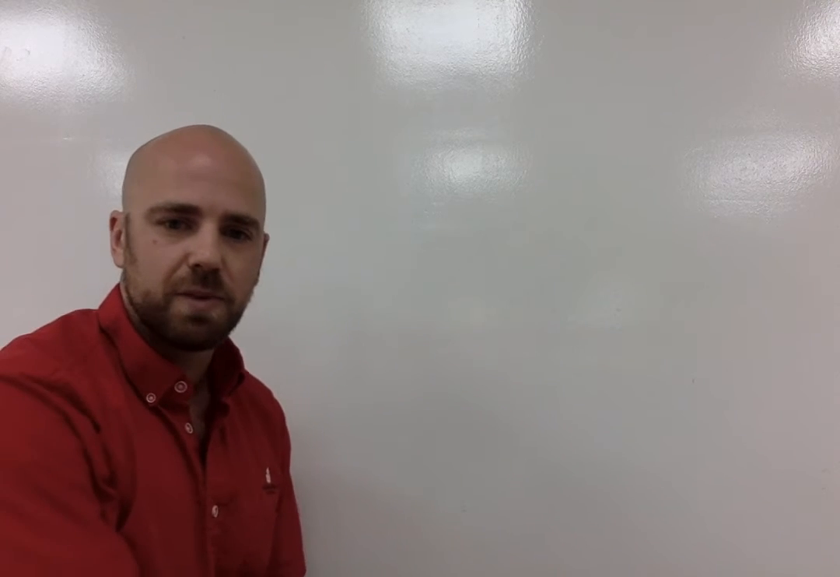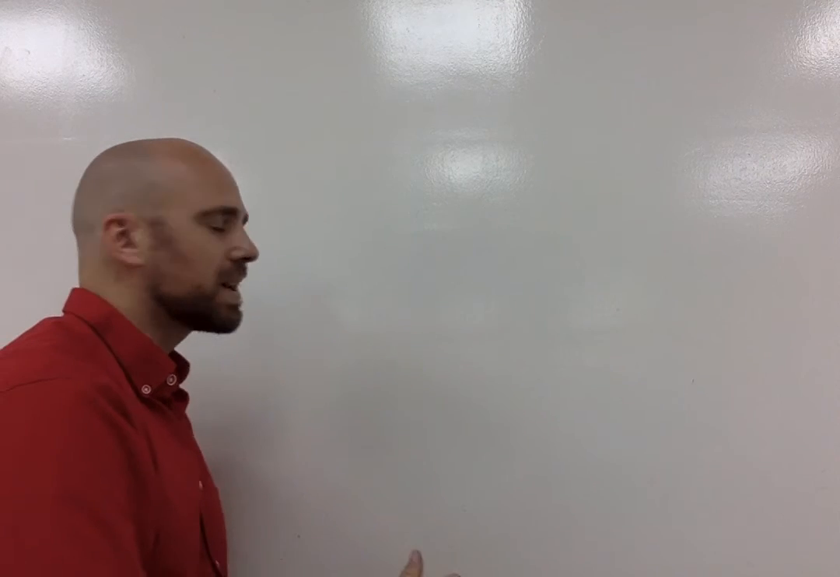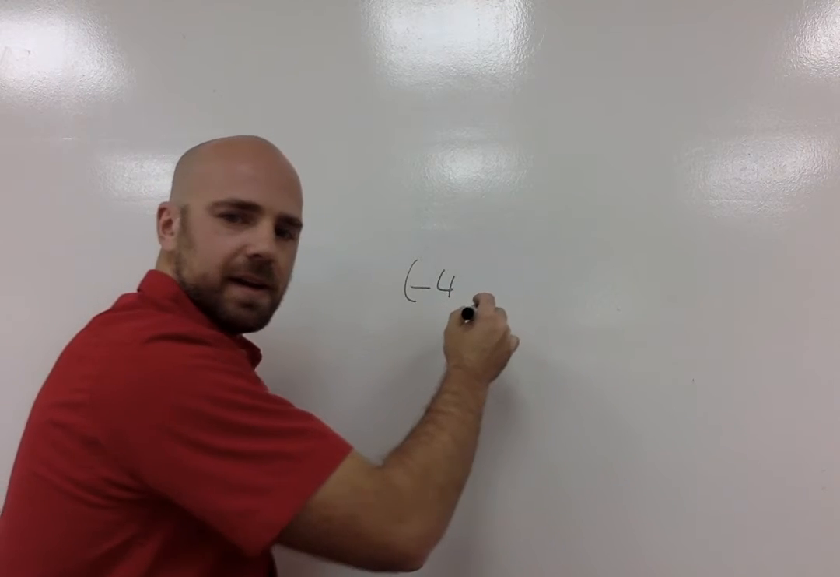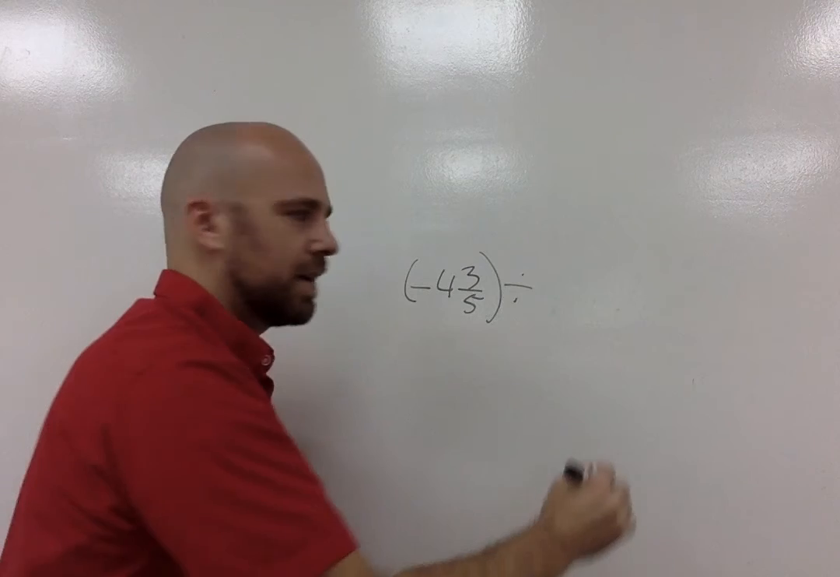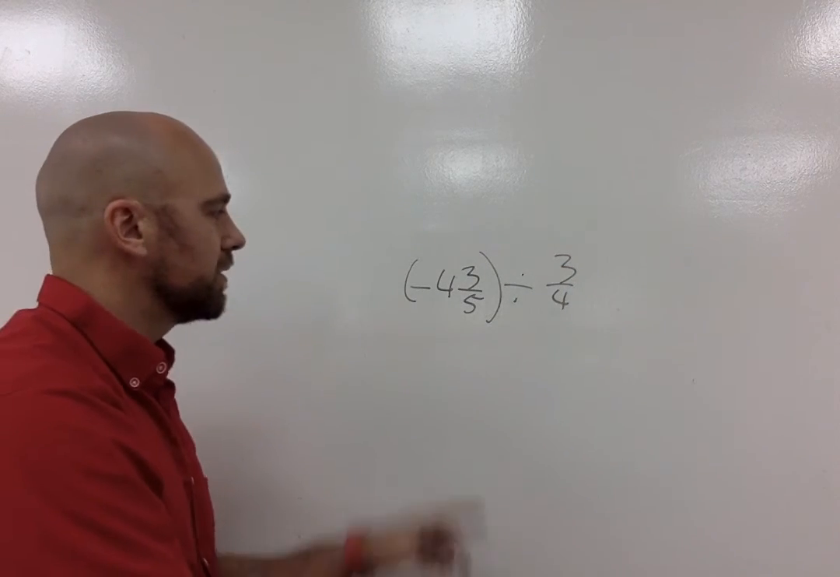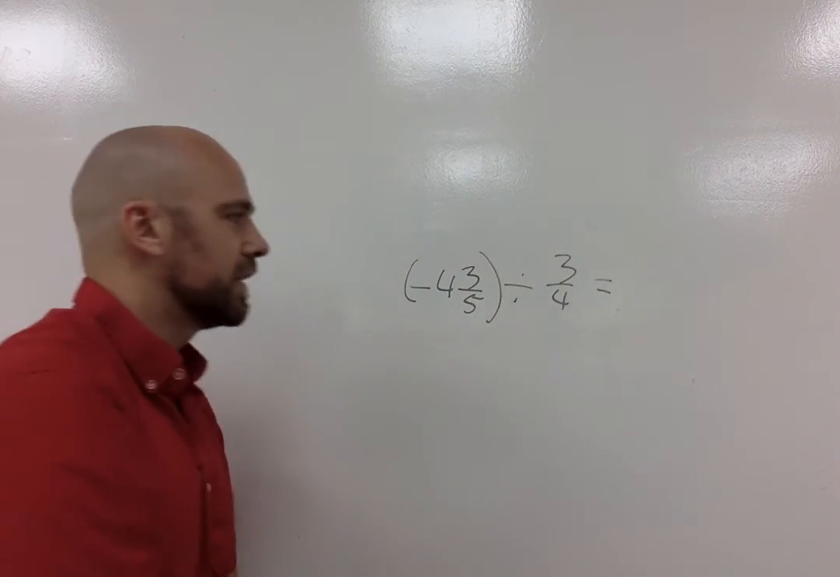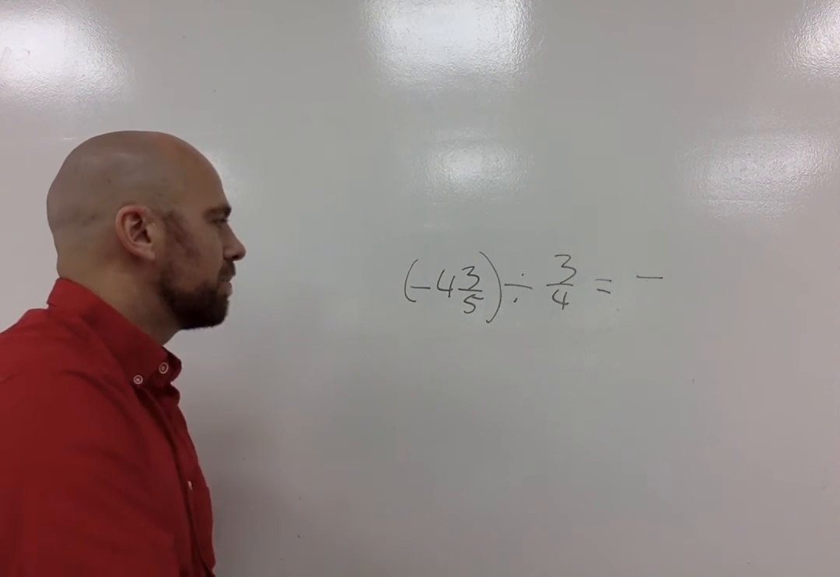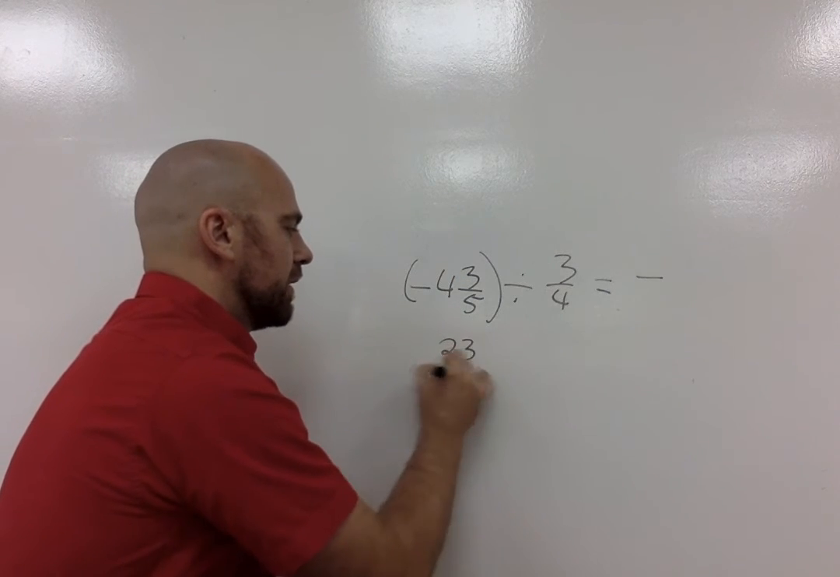So let's go back to another question where we're dividing. Let's do a mixed number this time. All right. So if we have -4 and 3/5, and that is going to be divided by 3/4. All right. So the first thing that I'm going to want to do, I understand that my answer is probably going to be negative because I have one negative in the symbol. So I can put that there right away. Then I need to make this into an improper fraction. So 5 times 4 is 20. 20 plus 3 is 23/5.